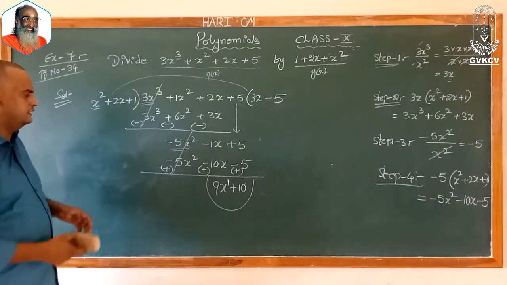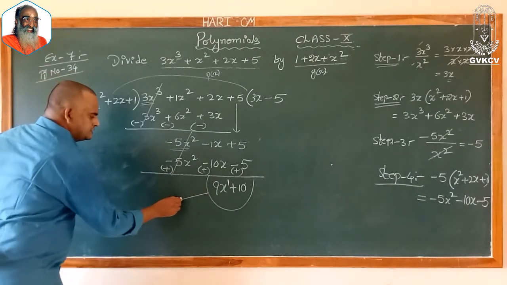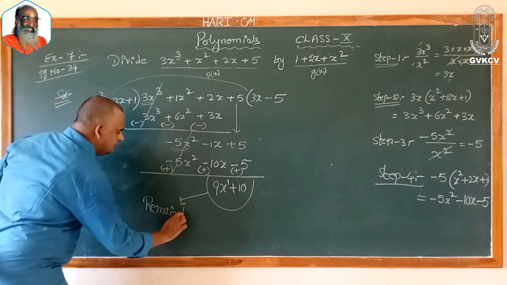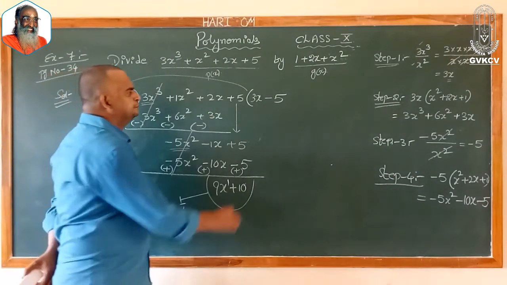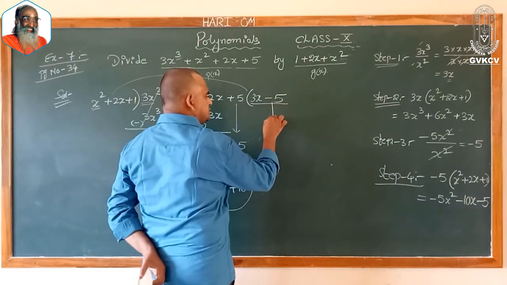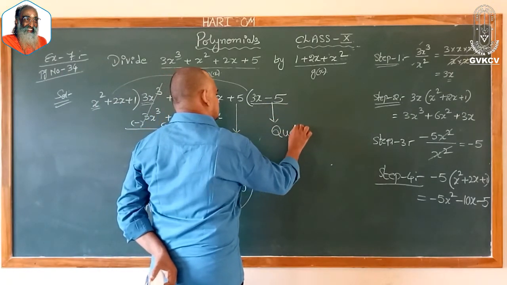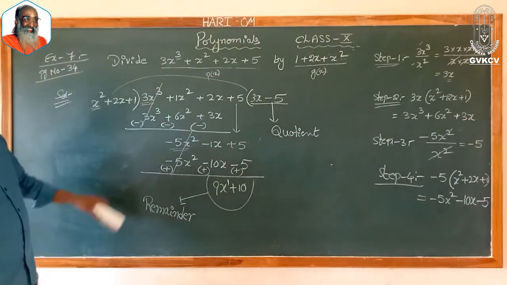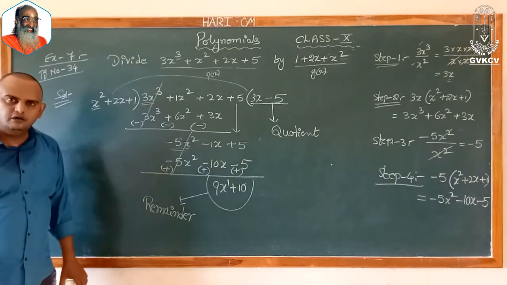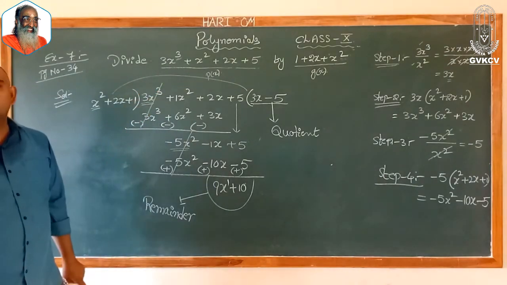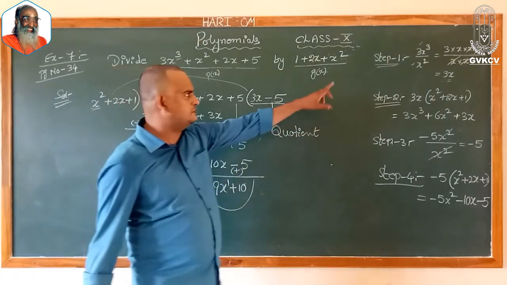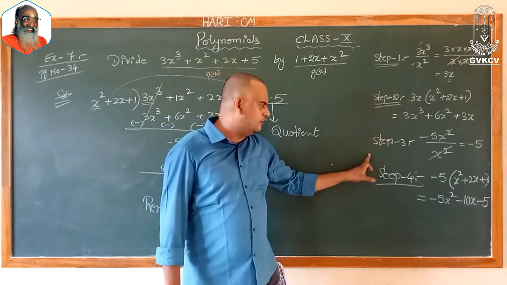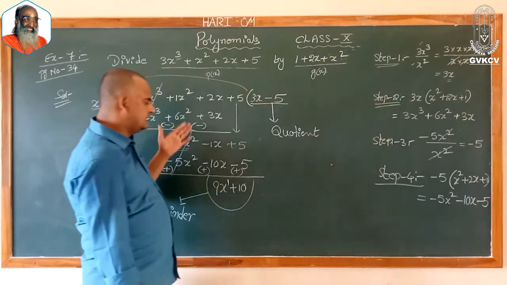Now, you can observe here. 9x plus 10 is nothing but our remainder. 3x minus 5, what is it? It is nothing but our quotient. So, this is the procedure of division of polynomials. These steps are very, very important. When you are able to understand and follow these steps, this calculation is very easy for us.